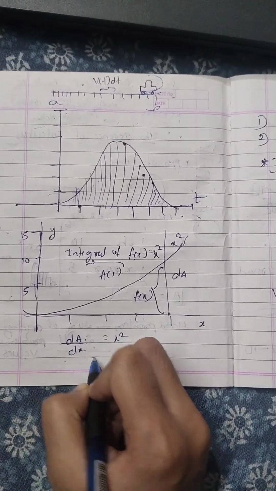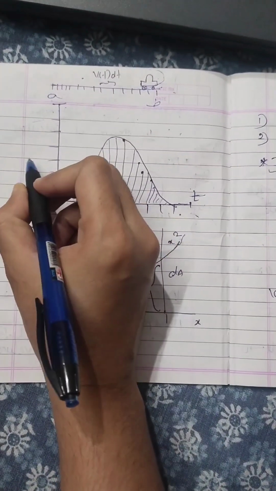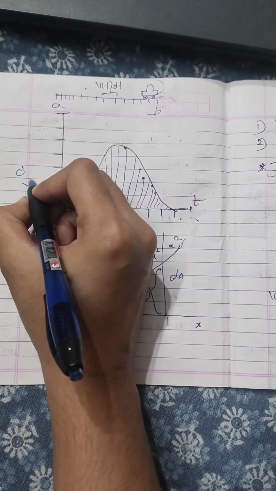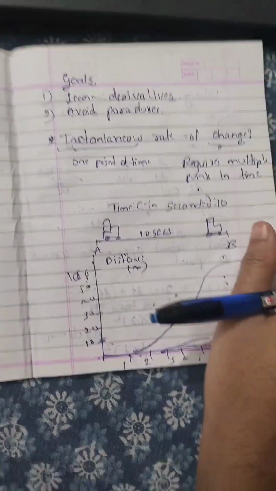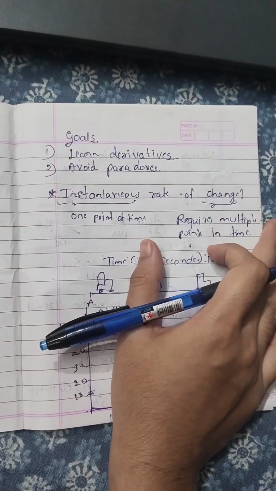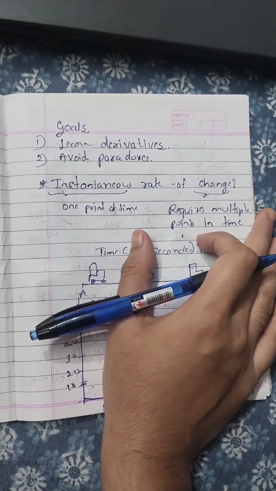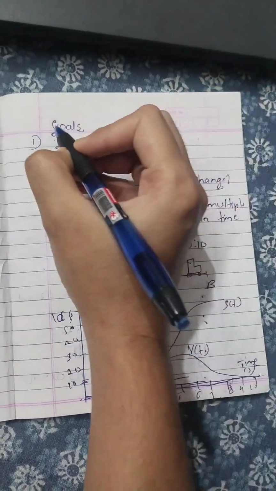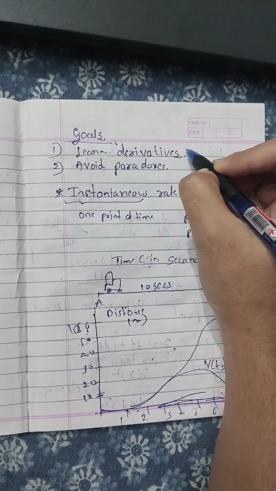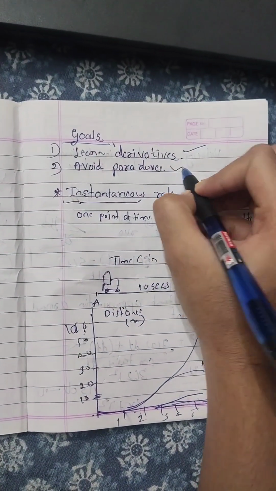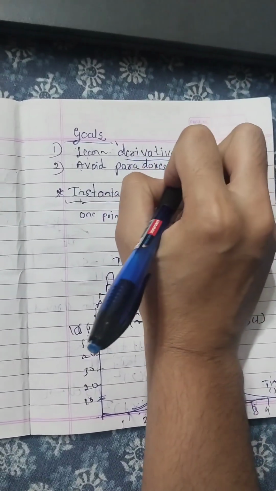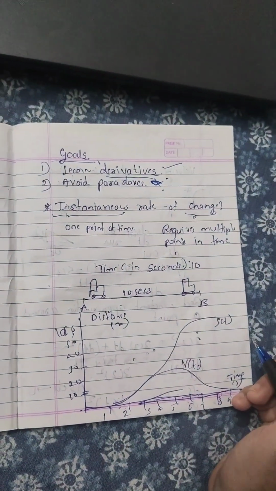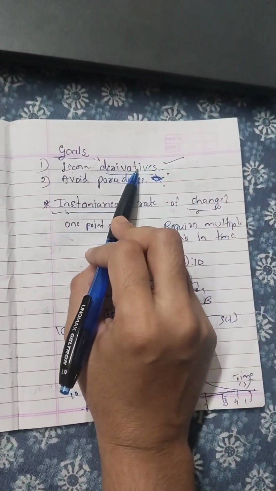So here we are taking the integral format. d square of x by dt square is the acceleration. First thing is distance, then velocity, then acceleration. So the next thing is our goal is to learn the derivative and avoid paradoxes. We are learning this derivative in a very practical manner.